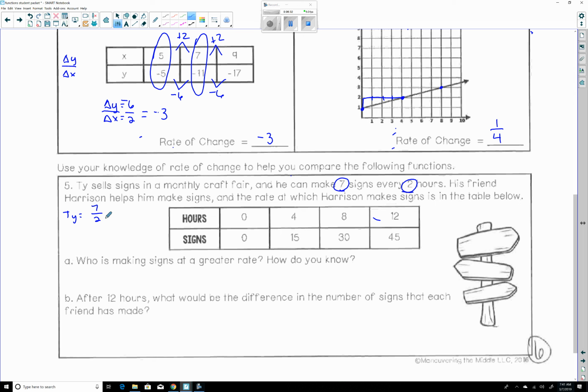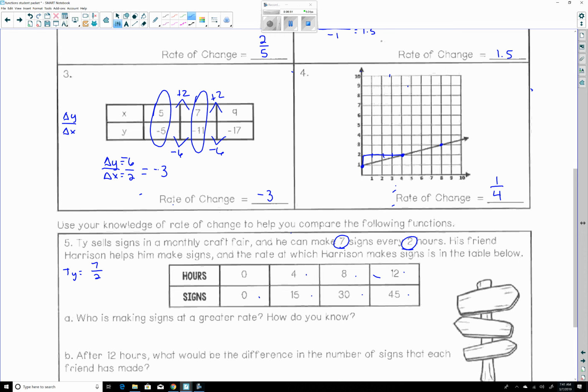His friend Harrison helps him make signs, and the rate at which Harrison makes signs is in the table below. So we've got, in 0 hours he makes 0 signs, in 4 hours he makes 15, in 8 he makes 30, in 12 he makes 45. So again, we've got a table similar to the one that we have up in problem 3.